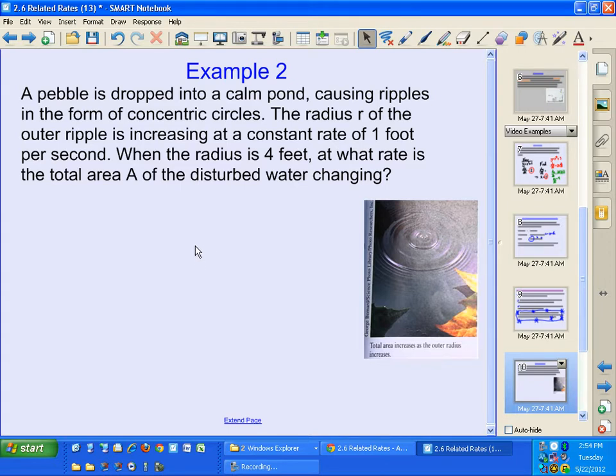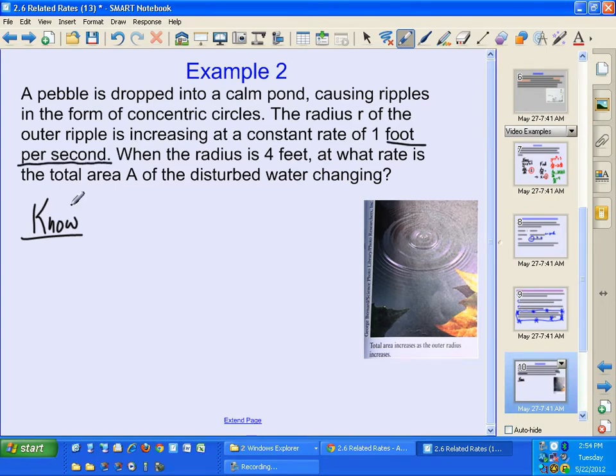Well, we know in this case that the outer ripple is increasing at a constant rate of 1 foot per second. Okay, 1 foot per second is a key that this is a rate of change.